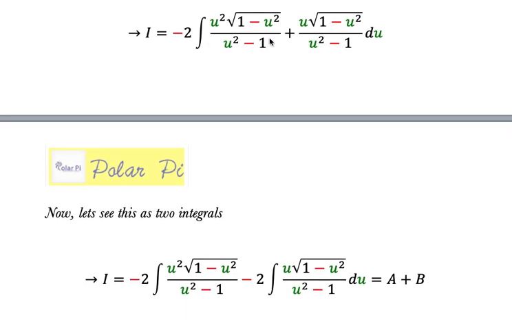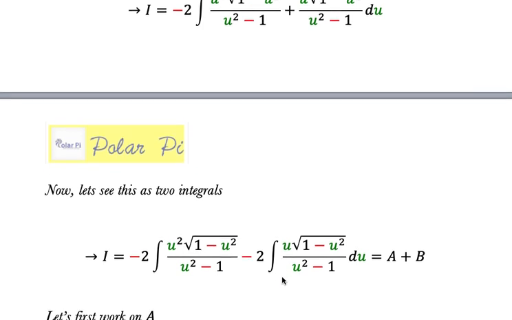So first, using the linearity of the integral, we split it into 2 integrals, and that's this. This minus sign would be distributed to the second integral. That's why I have a minus 2 here, and not just the minus sign, but the 2 also. Pretty straightforward.